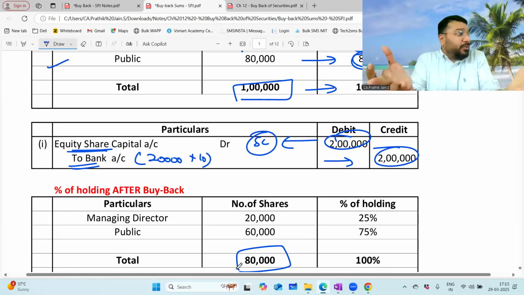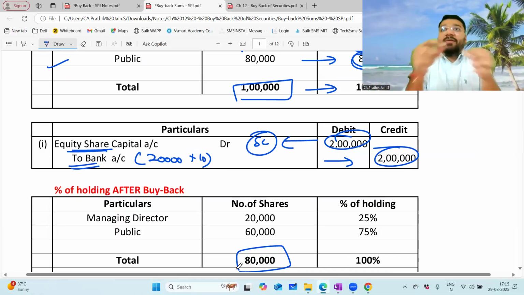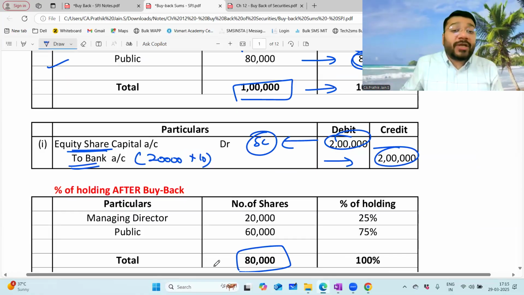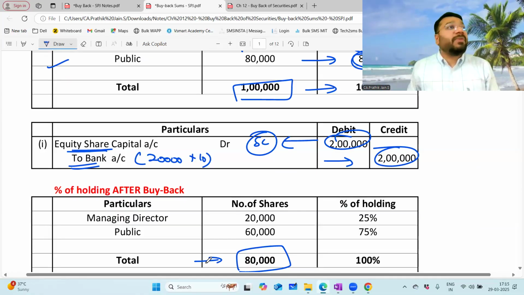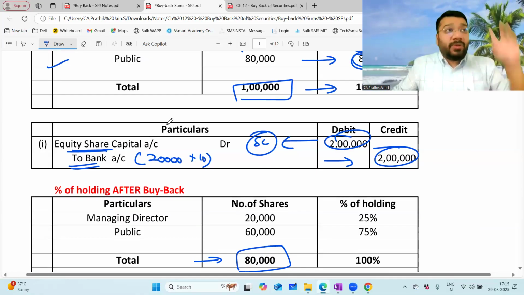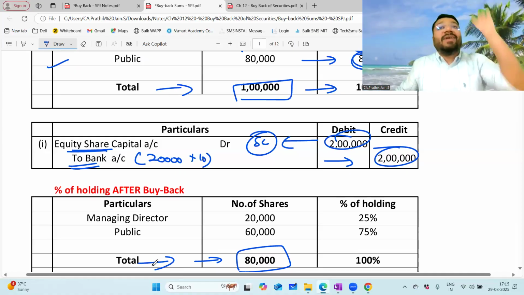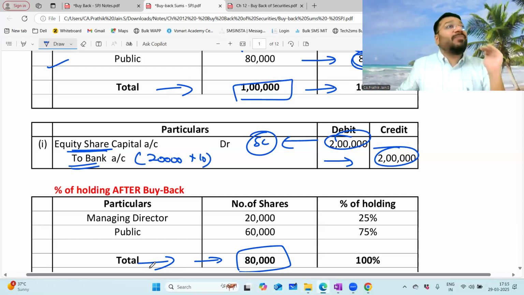We repaid the money back to the shareholder and we have cancelled the capital. Now, by that virtue, what is the remaining shares in my hand? 80,000. Authorized share, let's suppose, is 1 lakh. Here also the authorized is still going to be 1 lakh only, but we have reduced the number of issued shares.